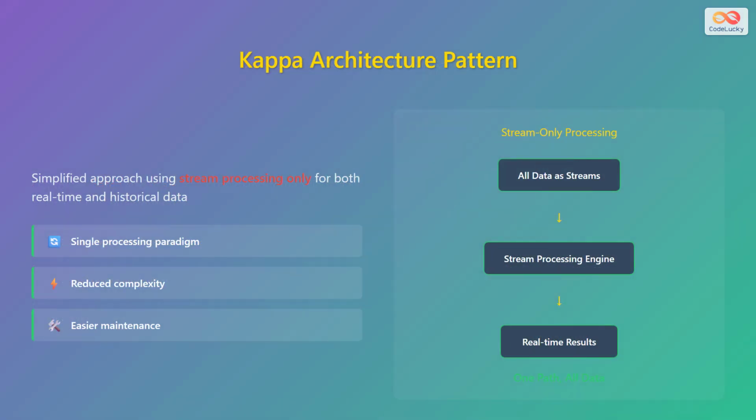The Kappa architecture pattern is a simplified approach using stream processing only for both real-time and historical data. One benefit of this architecture is the single processing paradigm it provides. Another benefit is reduced complexity compared to other architectures. The final benefit is easier maintenance. In this architecture, all data is treated as streams, which are then processed by a stream processing engine to produce real-time results. There is one path for all the data.